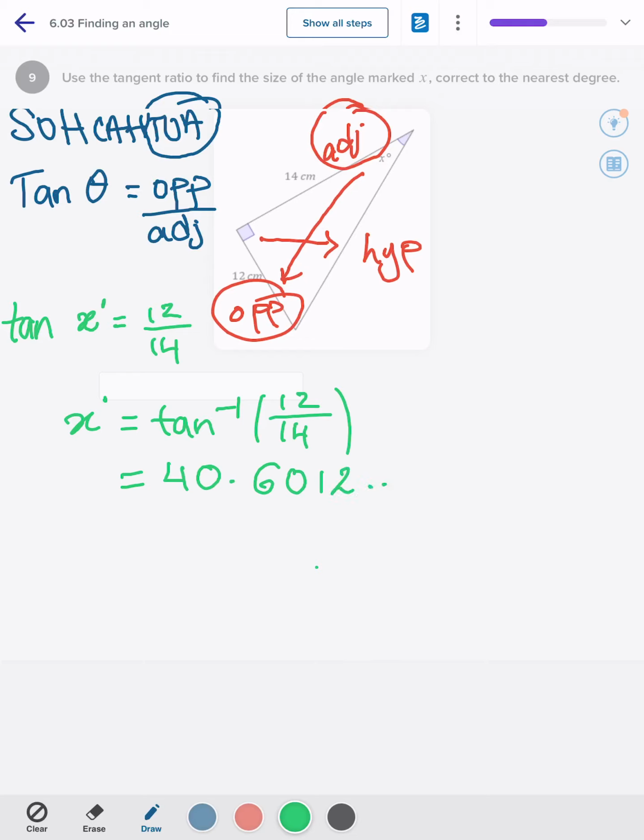On my calculator, it says 40.6012 and so on. I want my x value to the nearest degree, so this would be approximately 41 degrees. Why 41? Because after the decimal point is 6 and 6 is greater than 5, therefore we have to round the degree up to 41 degrees.